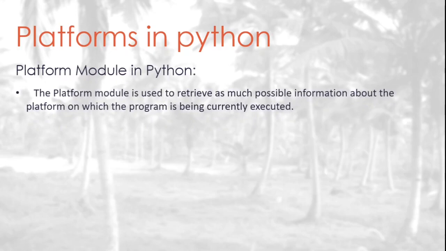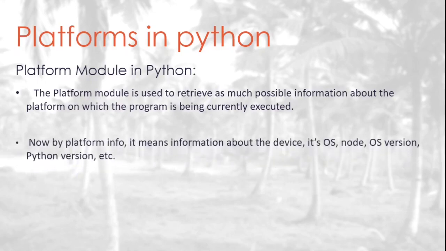The platform module is used to retrieve as much information as possible about the platform on which the program is currently being executed. By platform info, it means information about the device, its OS, node, OS version, Python version, etc. This module plays a crucial role when you want to check whether your program is compatible with the Python version installed on a particular system, or whether the hardware specifications meet the requirements of your program. This module already exists in the Python library and does not require any installation using pip.